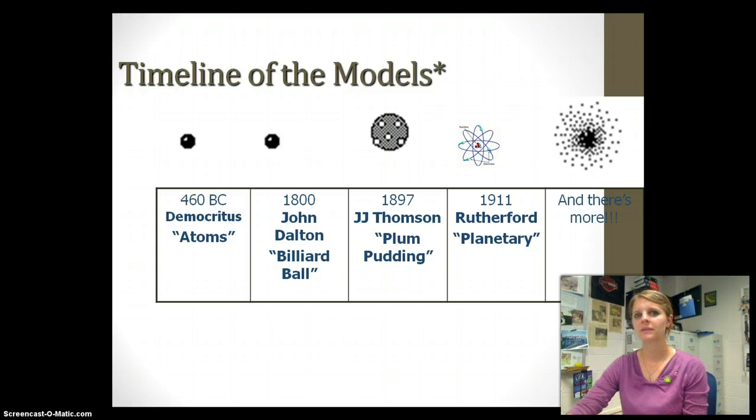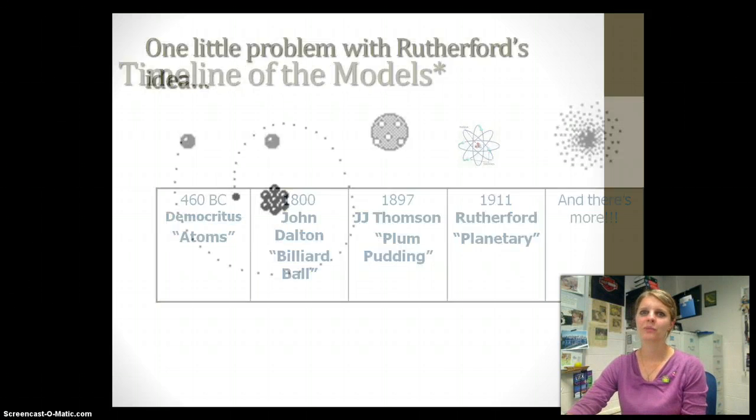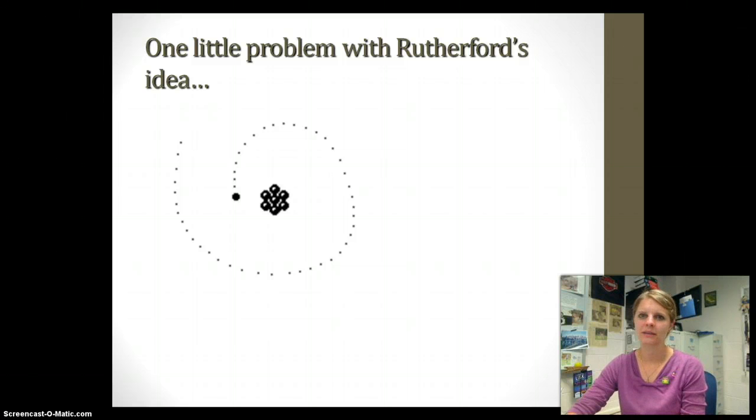Then we went to J.J. Thomson. He thought it looked like a chocolate chip cookie. And now we're on Rutherford, and he has this idea of a planetary model. We're moving onward to Bohr, because there's a problem with Rutherford's idea.